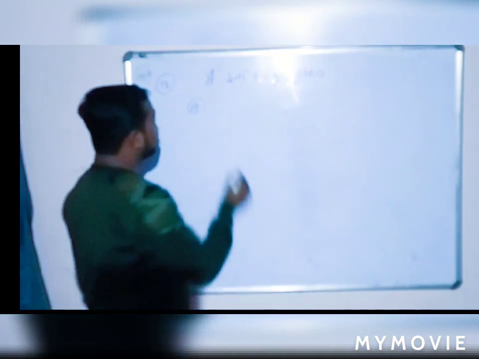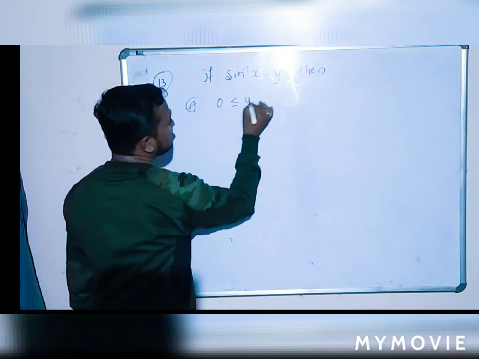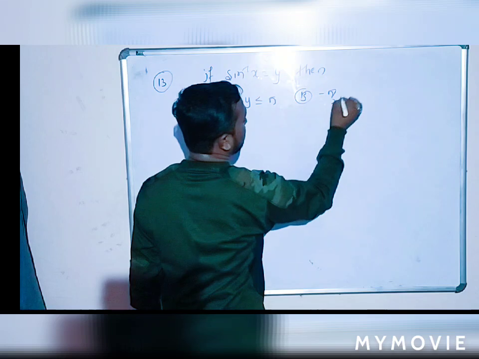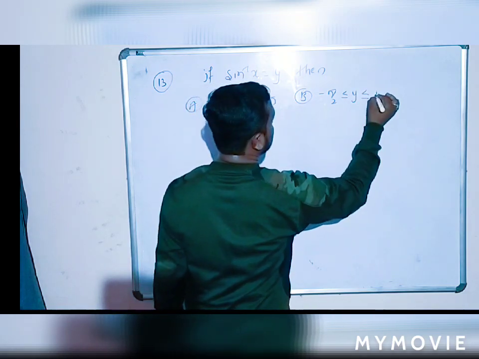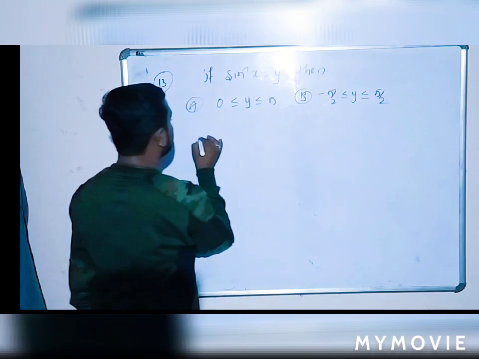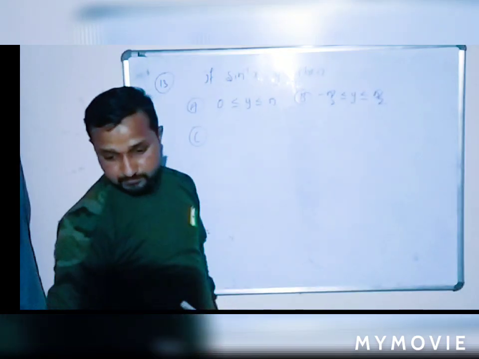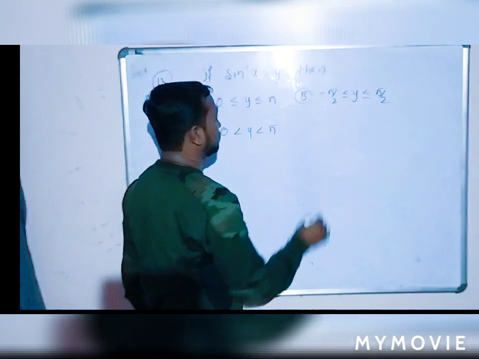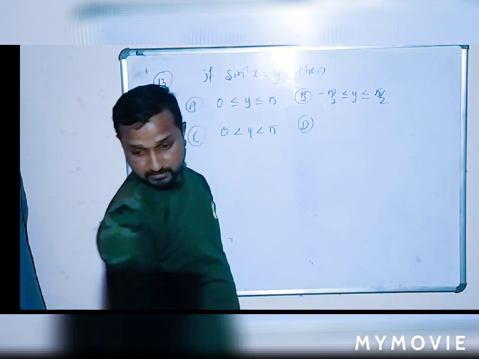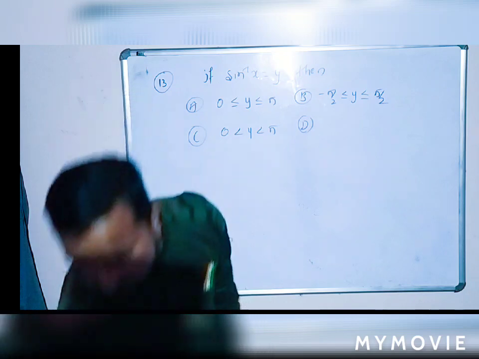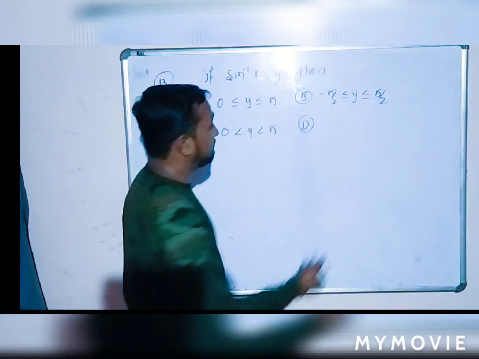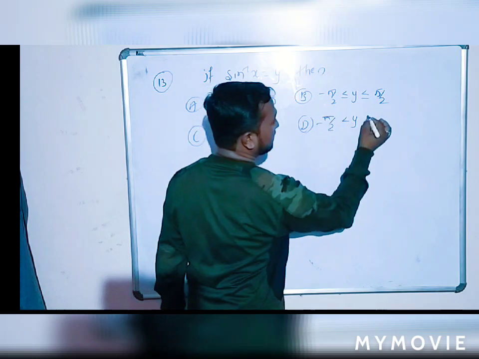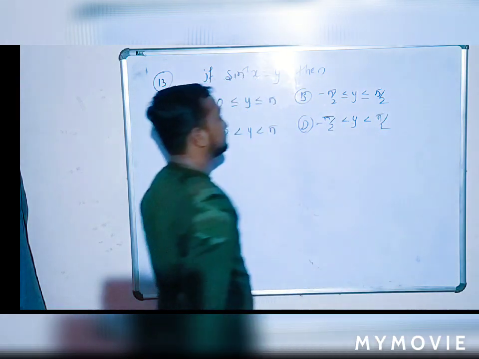Y lies between 0 to pi. Option B, minus pi by 2 to plus pi by 2. Option C, 0 is less than y is less than pi, lies between 0 to pi. And option D, minus pi by 2 to plus pi by 2, open bracket. Y lies between open bracket minus pi by 2 to plus pi by 2.